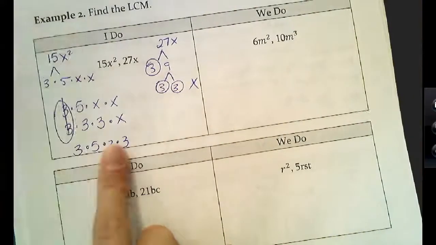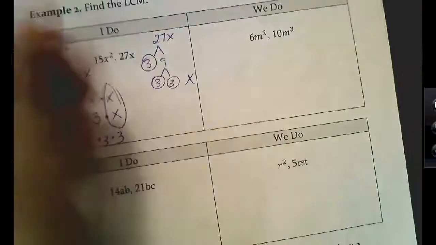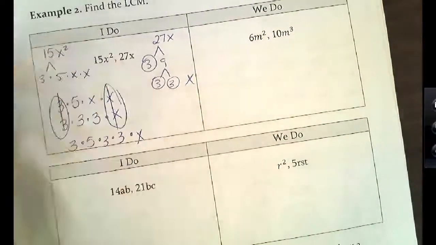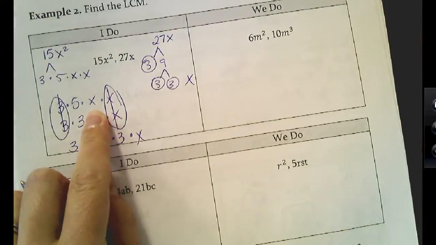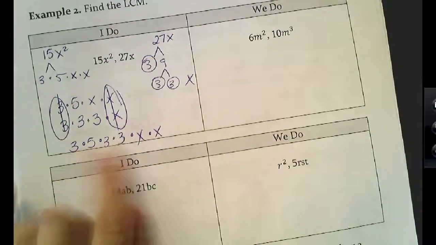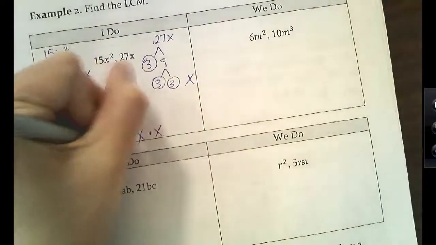Now I'm noticing when I get to my x's that I have an x in common. So I'm going to circle it and write that once. And then what do I do with this leftover x? What do you guys think? Recycle it. So when we multiplied, did we get 135 for that one? So 135x squared.